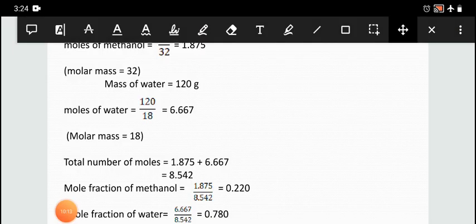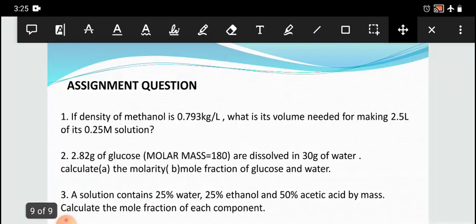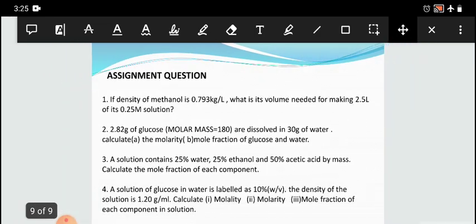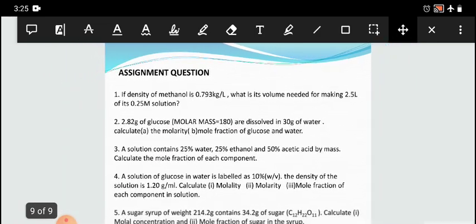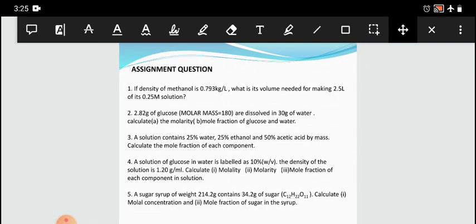Now I am going to give you some questions as an assignment so that you can understand this topic completely. These are the questions that I have attached, and I am going to give you a link for these notes in the comment section also, so that you can download the notes related to it, and you can download these questions and solve them.